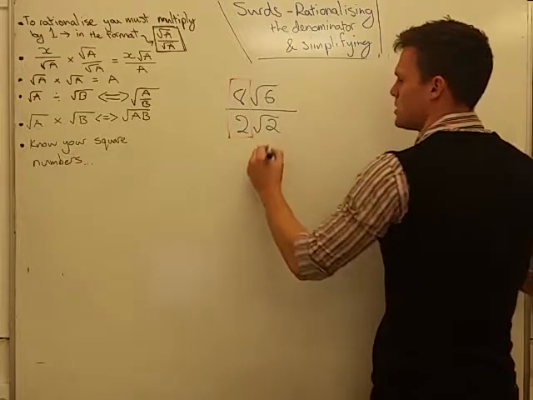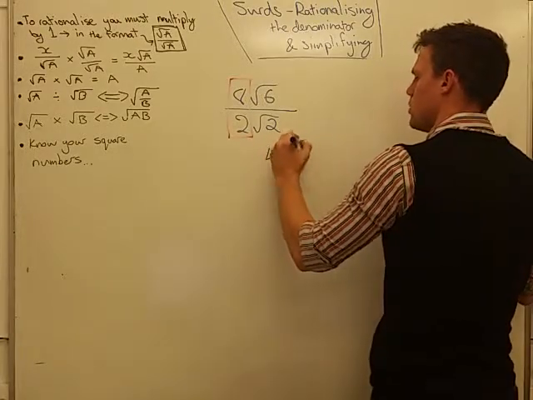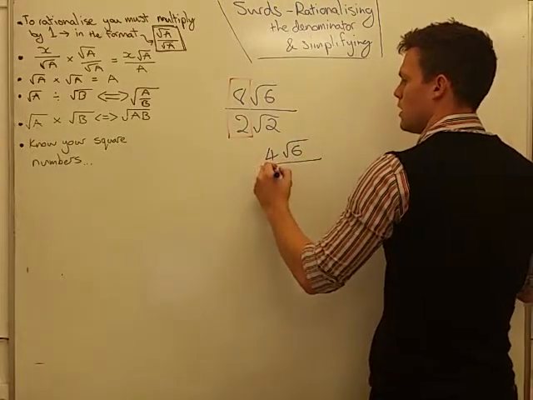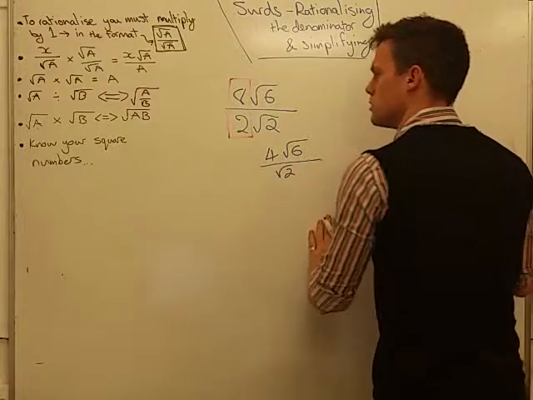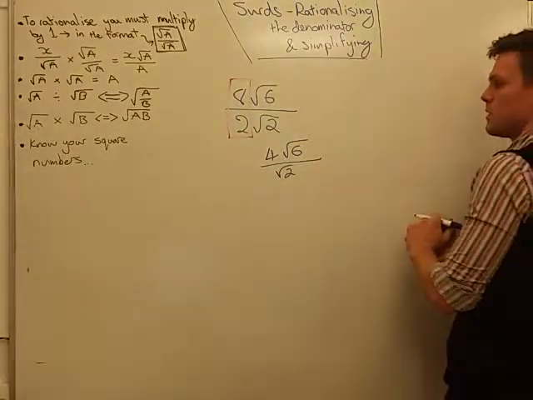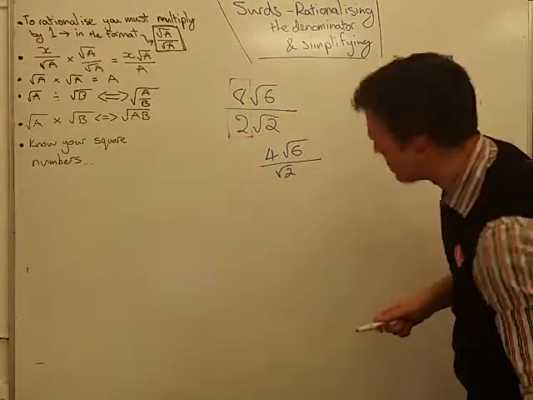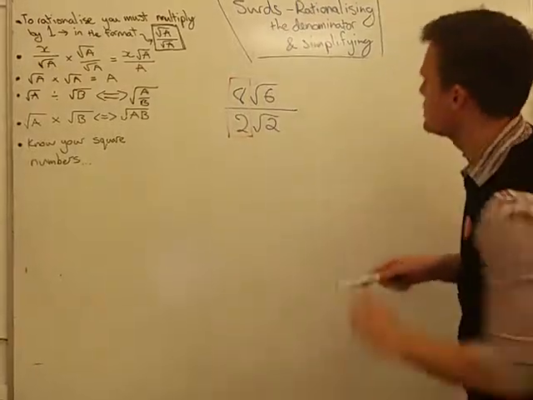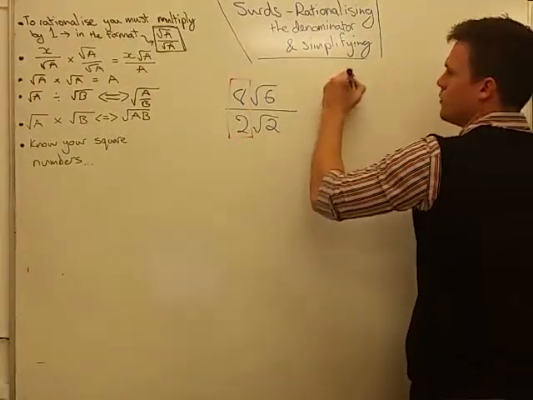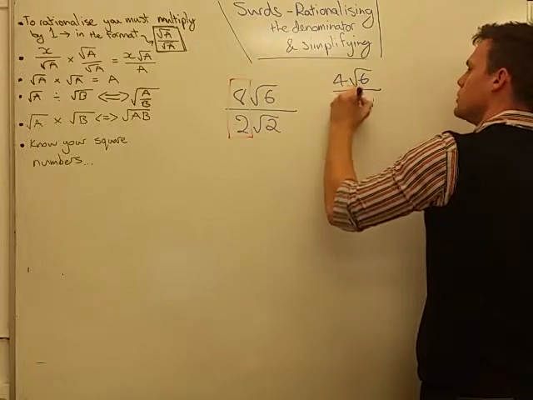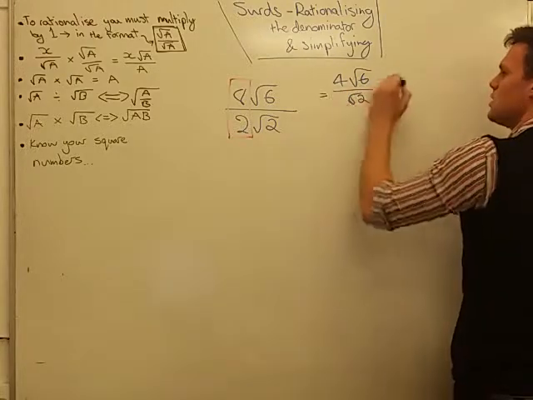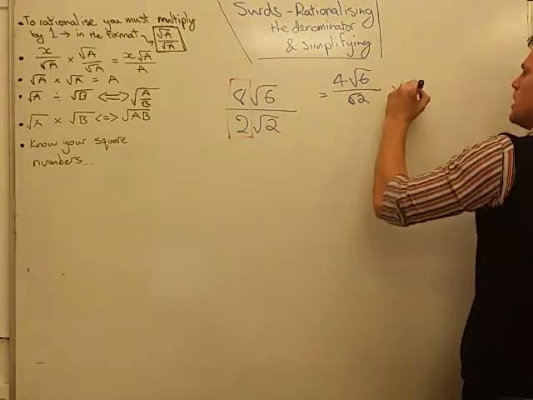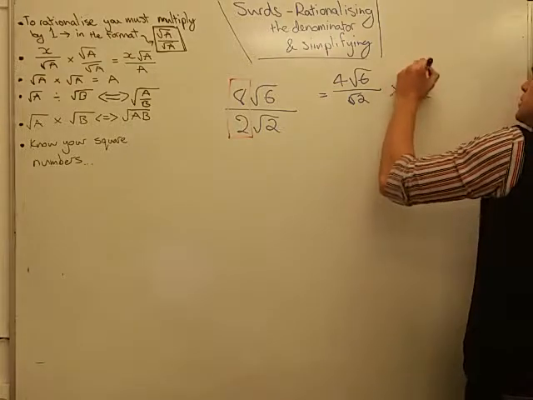So 8 divided by 2, that's going to give me 4 root 6 over now just root 2. And now I can happily multiply them out. So let me move this up here so I'll have enough space. Alright, so we've got 4 root 6 over root 2, and we're going to rationalise now. So we're going to multiply it by root 2 over root 2.